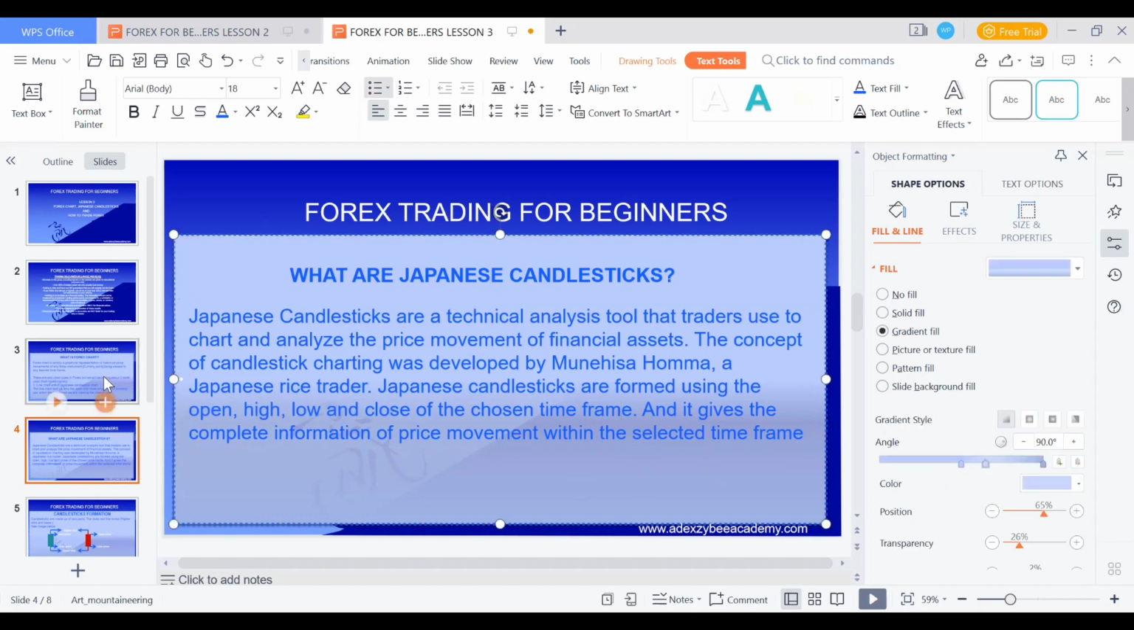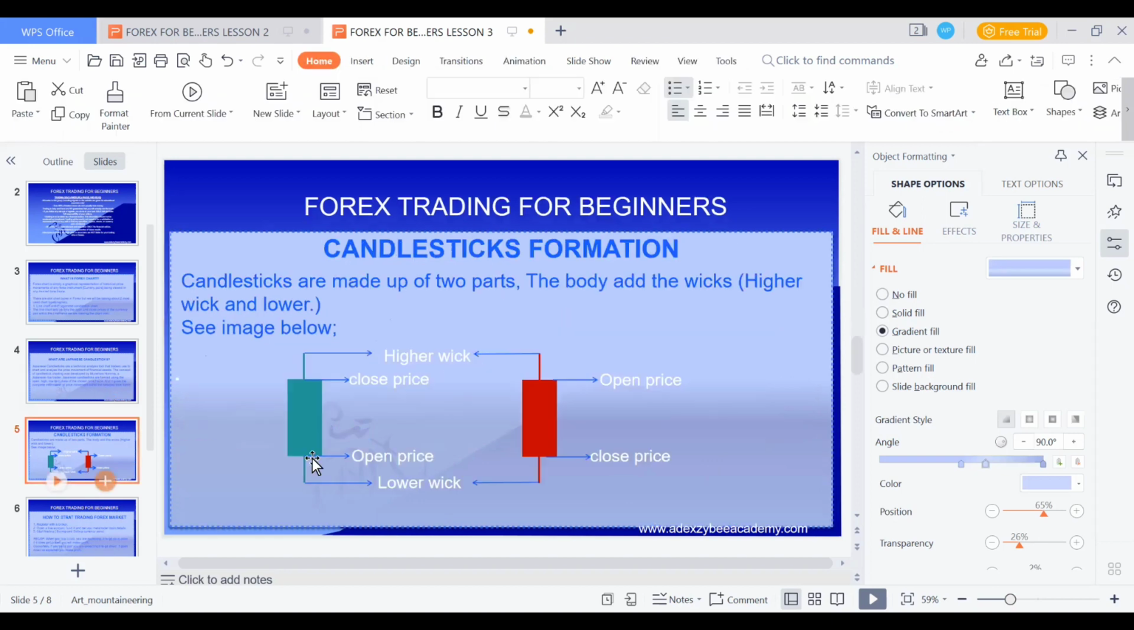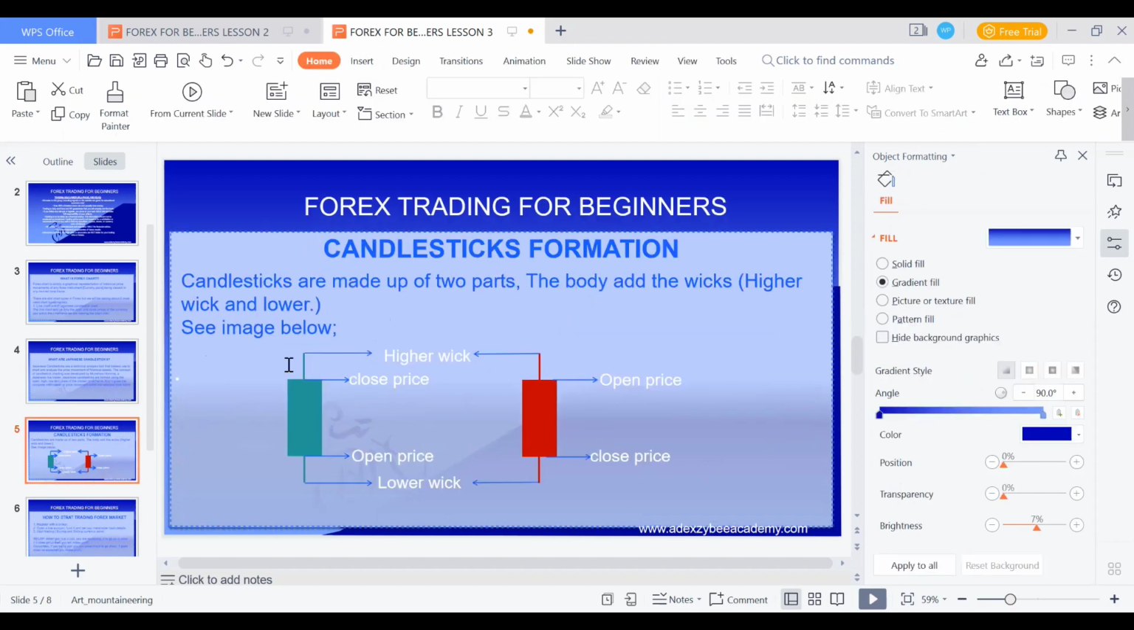That's easy. Now let's look more into what a Japanese candlestick looks like. This is exactly what it looks like. You see this on your chart. So this is a buy candle, not because of the color. I'll tell you why. And this is a sell candle, but also from the color, anywhere you see green, you know that is buy. Anywhere you see red, you know that is sell.